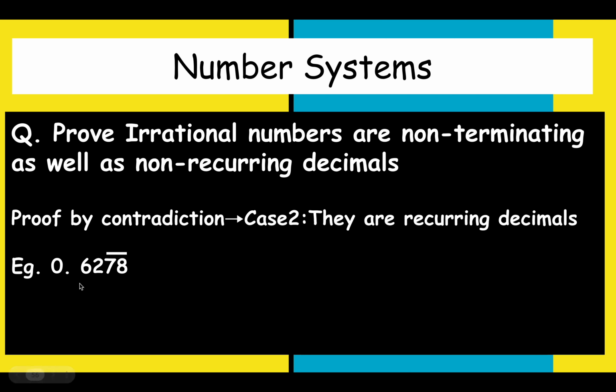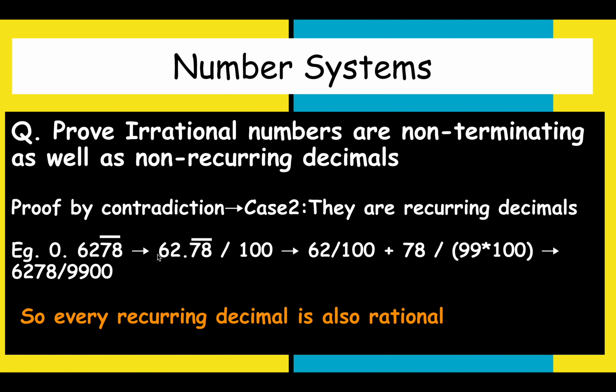We'll take one more example, let's say 0.6278 bar, in which 62 is non-repeating after the decimal, but 78 is repeating. So it is 0.6278787878 and so on. This can also be depicted as a rational number. How? We multiply it by 100 first. This is 62.78 bar divided by 100. Now we can separate it like 62 divided by 100 plus 78.78 bar divided by 100.